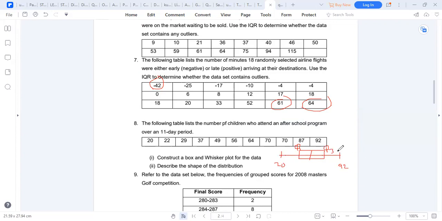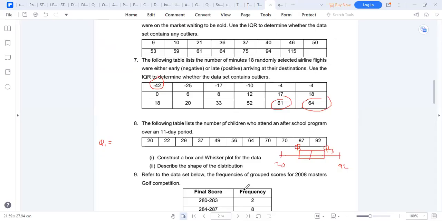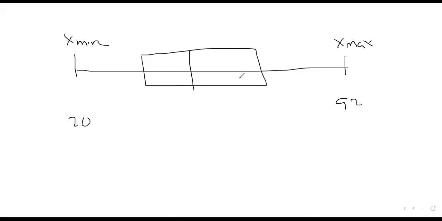The Q1 is a quarter of 11, and the Q3 is 3/4 of 11, which is n. So calculate for me what is a quarter of 11. 2.75. So we have the x min and x max. What is our x min? 20, and then 92, right? 20 here and 92. How do you find the Q1?